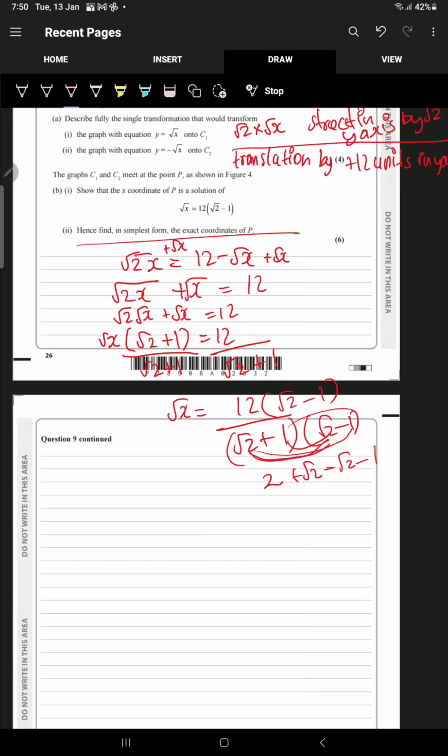You notice that the root 2 terms cancel out and we have positive 1 in the denominator. Anything divided by 1 is just the same. So this is the root x coordinate, the solution of this, hence shown. Now we have to find the exact coordinates of P.